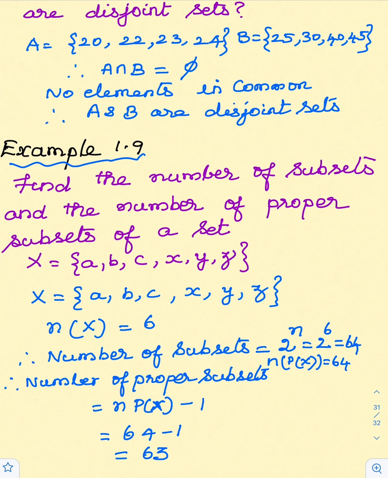So, n of P of X is nothing else but the number of subsets. n of P of X minus 1 is the number of proper subsets. So, the number of subsets is 2 to the power of 6. 6 is the number of elements present in the set X. So, 2 power 6 is 64. Number of proper subsets means it is n of P of X minus 1. n of P of X we have calculated as 64. So, 64 minus 1, it is 63.